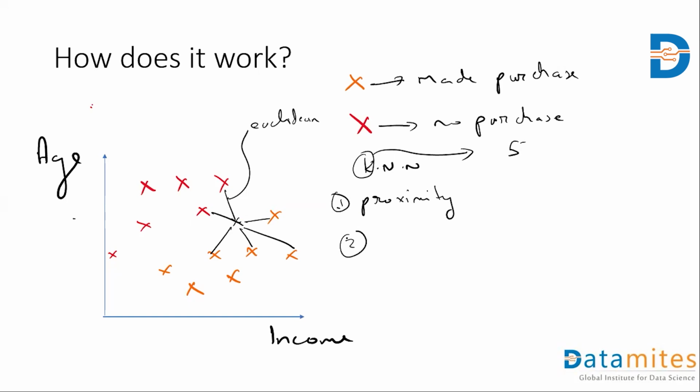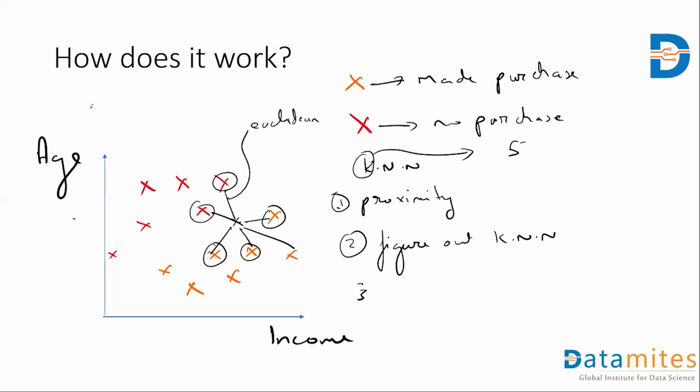And the second step is to figure out the K nearest neighbors. That is to say, based on the proximity, I need to be able to identify who are the 5 nearest neighbors to this new data point. By the looks of it, it looks like these are the 5 nearest ones, right?